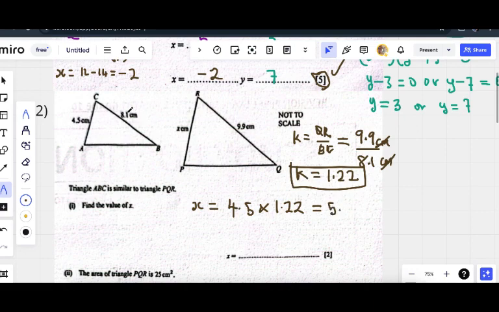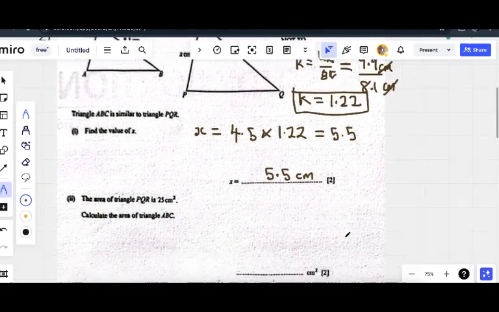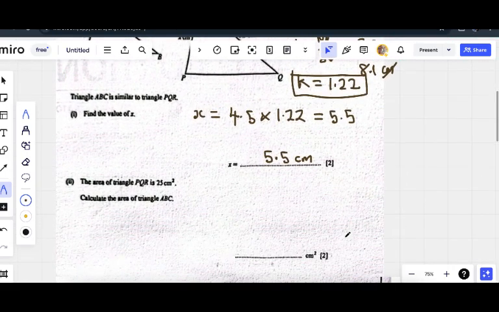Why did I approximate to one decimal place? Because if you look at the two triangles, all the values are given in one decimal place. So we also approximate this one to one decimal place. Okay? So we get 5.5 centimeters. So you come and write your answer here. X is 5.5 centimeter. Is that okay? Yes. Okay. Now we move to the B part of the question.